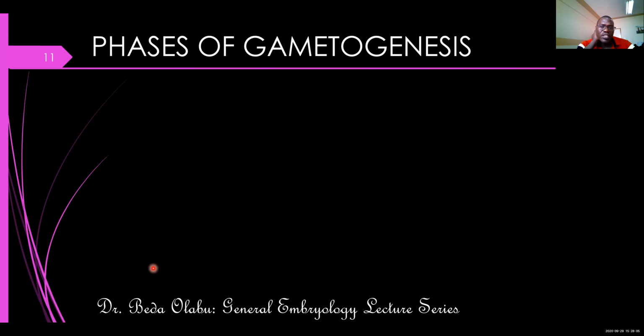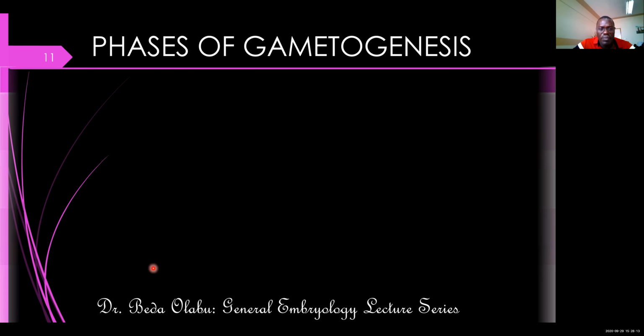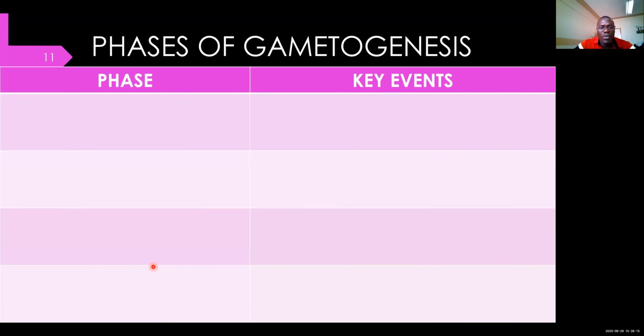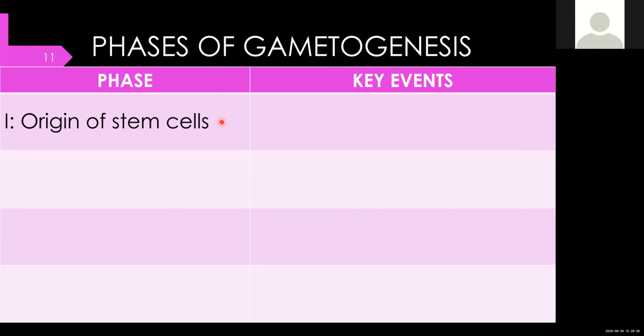Let's look at the phases of gametogenesis. Gametogenesis occurs in 4 phases. The first phase of gametogenesis is concerned with the origin of the stem cells that will later become the sperms and the ovum. So, the origin of the stem cells that give rise to the gametes.